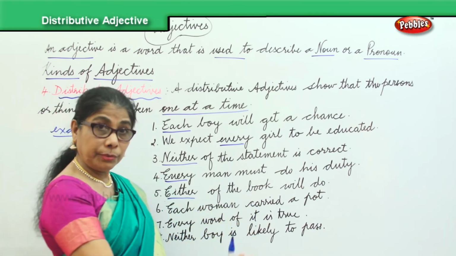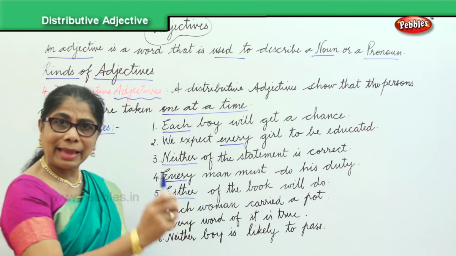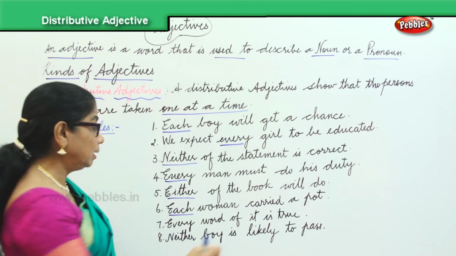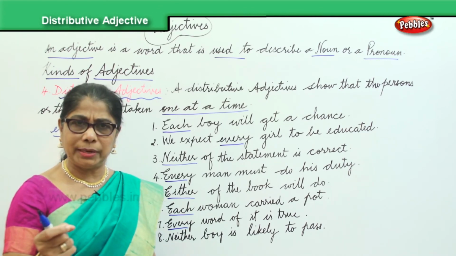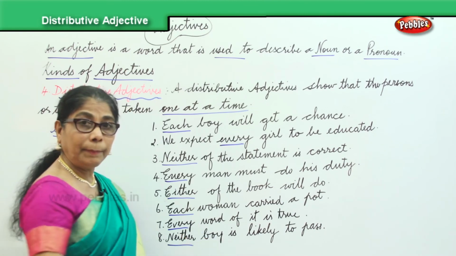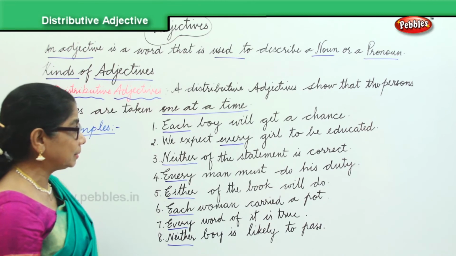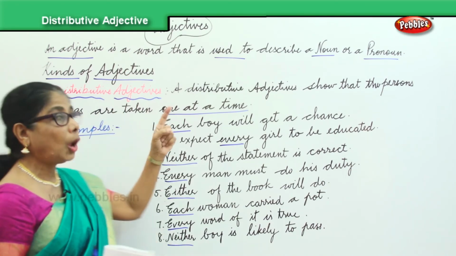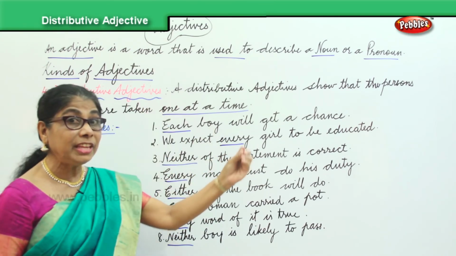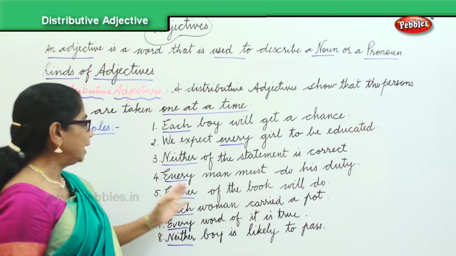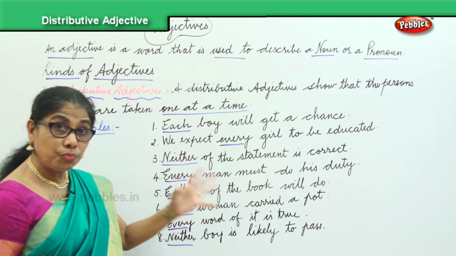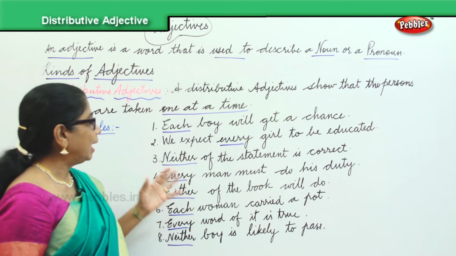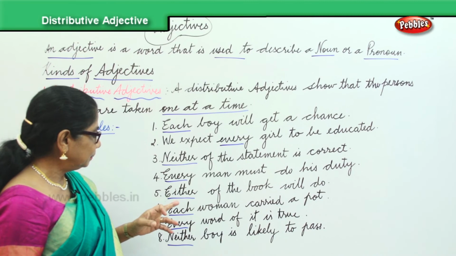Either of the book will do. This book or that book. Each woman carried a pot. Every word of it is true. Every word. Neither, no boy will pass. Neither boy is likely to pass. Now, in the distributive adjective, we said persons or things are taken one at a time. Each boy, every girl, neither, every man, either of the book, each woman, every word, neither boy. The words each, every, neither, either, each.